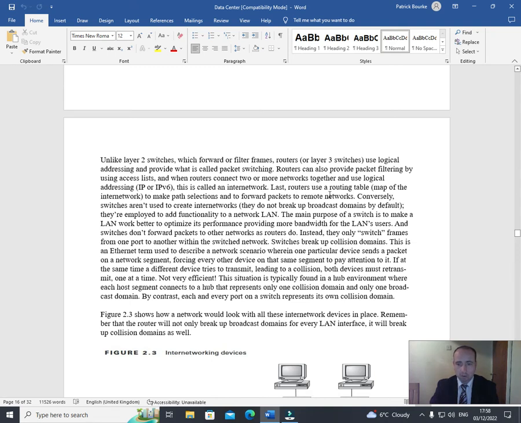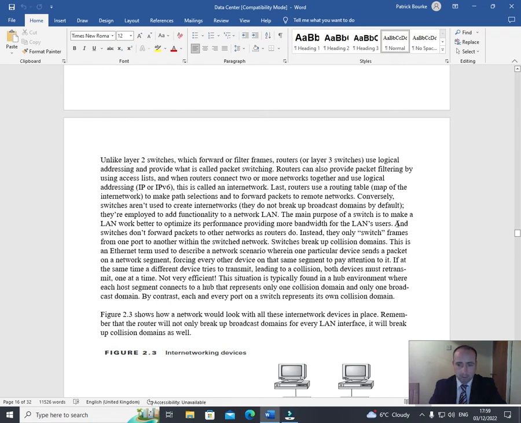Last, routers use a routing table, a map of the internetwork, to make path selections and to forward packets to remote networks. Conversely, switches aren't used to create internetworks. They do not break up broadcast domains by default. They are employed to add functionality to a network LAN.